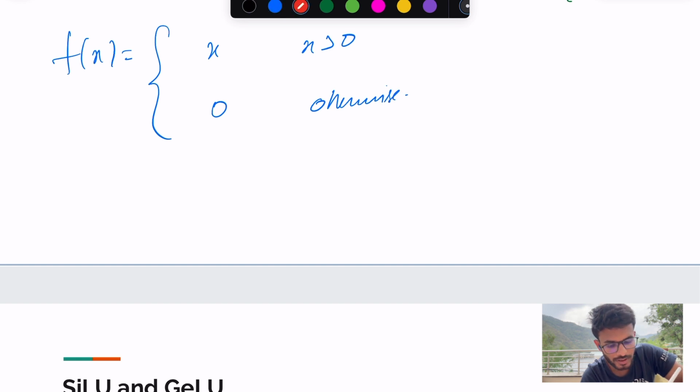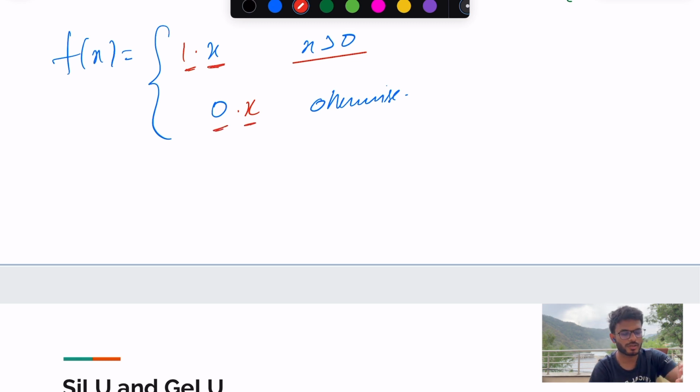Now this could be rewritten as 1 times x and 0 times x. Makes sense? No difference in anything. The function works exactly the same, but there is a certain thing. As soon as you see this, you can say in a certain way that it takes x with probability 1 when x is greater than 0. Otherwise it takes x with probability 0.